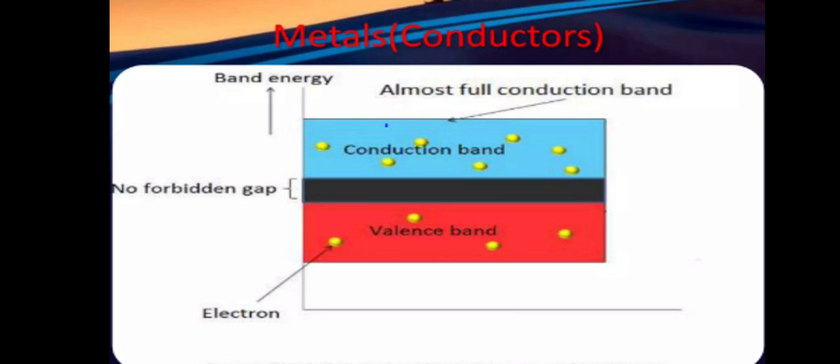So when electrons from valence band get energy, they can easily jump from valence band to conduction band and they can conduct electricity. So metals are good conductors of electricity. Metals show conductivity because there is no forbidden gap between valence band and conduction band.